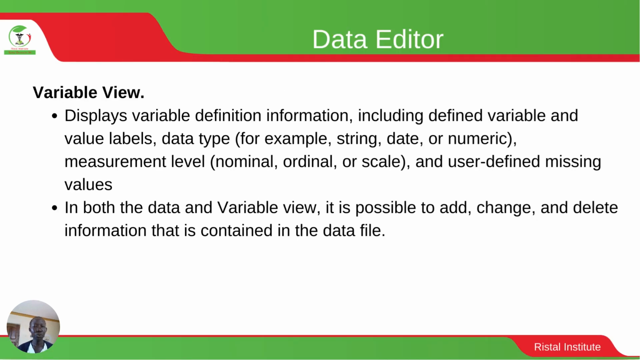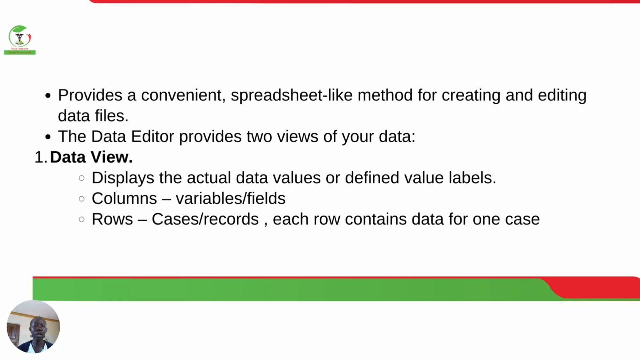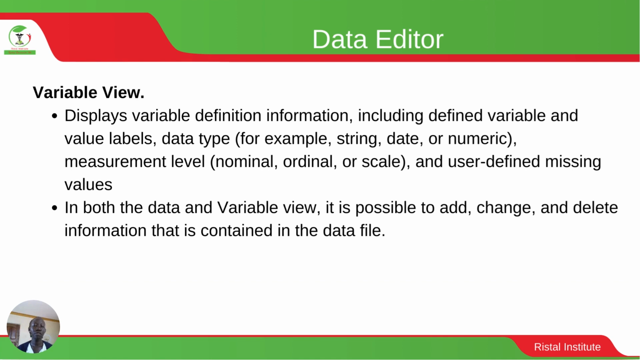And then the variable view, still on the data editor. The variable view basically displays the variable definition information, including all the defined variables and the value labels, the data types, for example, string data, the date, or the numeric data. Then the measurement level, you can have nominal data, you can have ordinal data and scale data. And then the user-defined missing values. In both the data view and the variable view, it is possible to add, change, and also delete information that is contained in the data file.